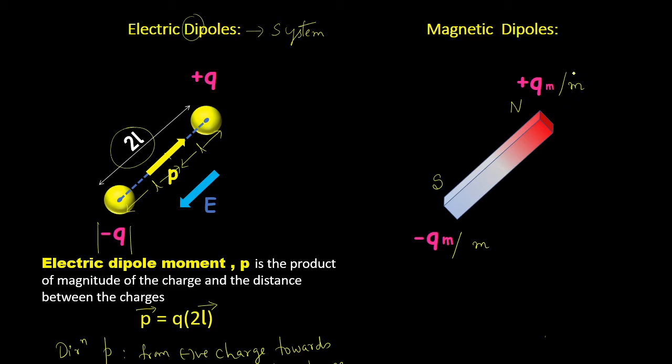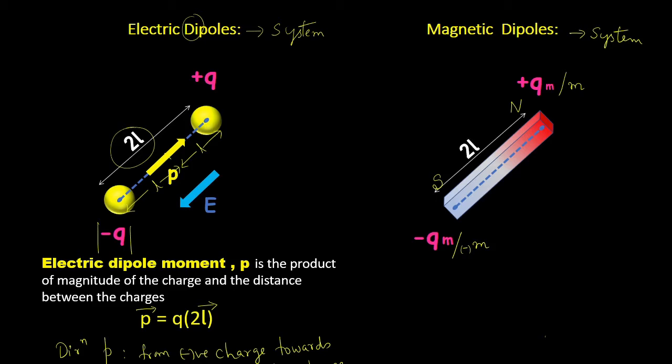Okay. So when I say magnetic dipole, it is a system consisting of two magnetic poles which have the same pole strength but opposite polarity. So if one is plus m, the other pole should have a strength which is minus m, and they are separated by a small distance, and the distance is taken to be 2l.